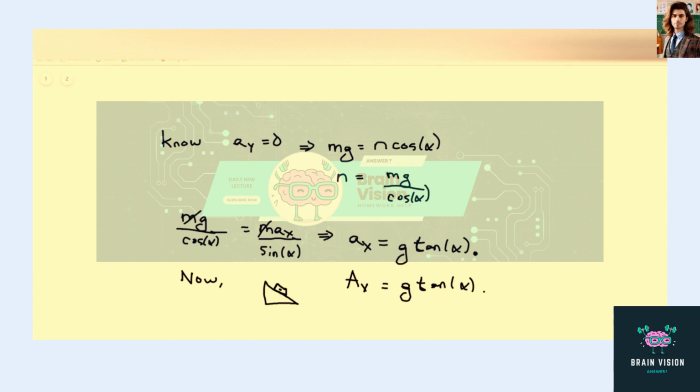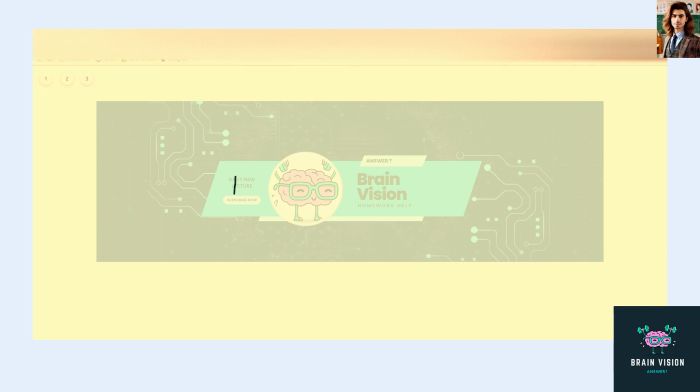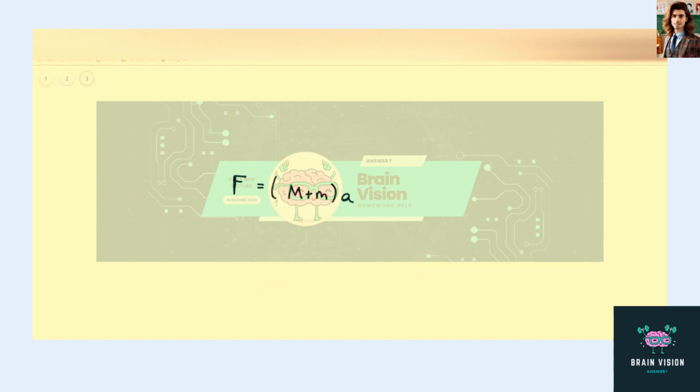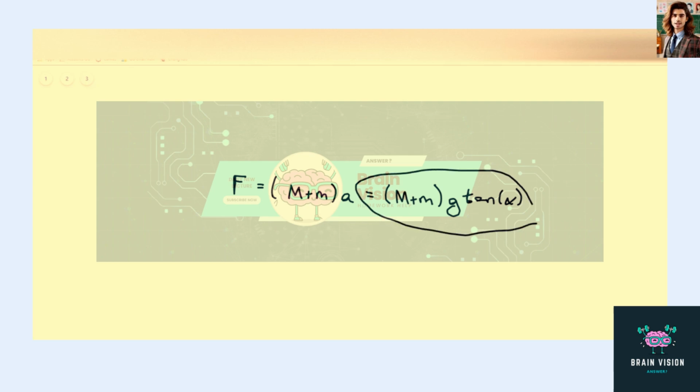Now, the combined system we have to apply force to has a mass of big M plus little m, and the acceleration of the combined system is the same. It's g times tangent of alpha. And so plugging that in, I get that. And this is the force we have to apply to the combined system, big M plus little m, in order to get the little block to stay at a constant height. And so this is the final answer to the problem.